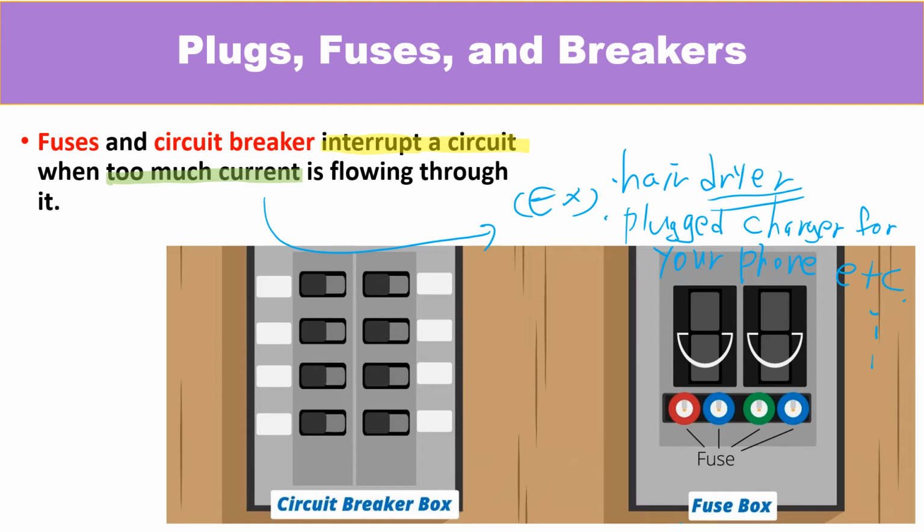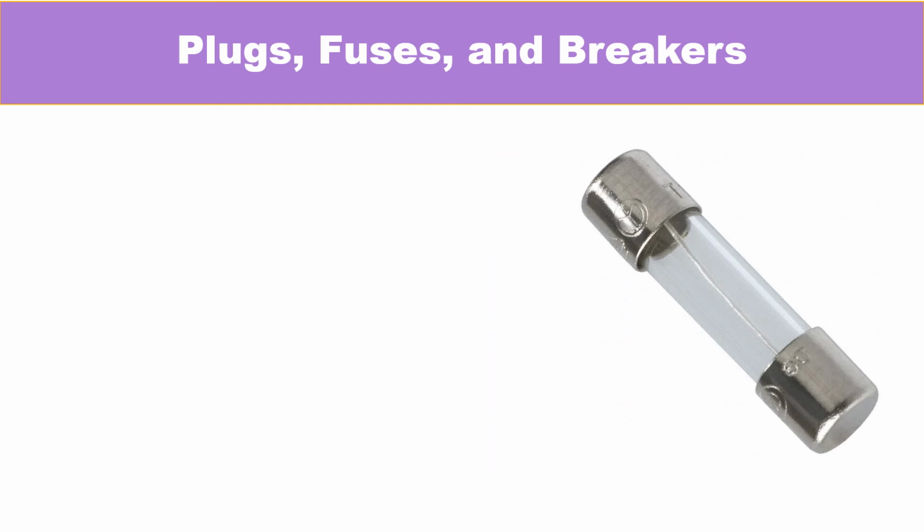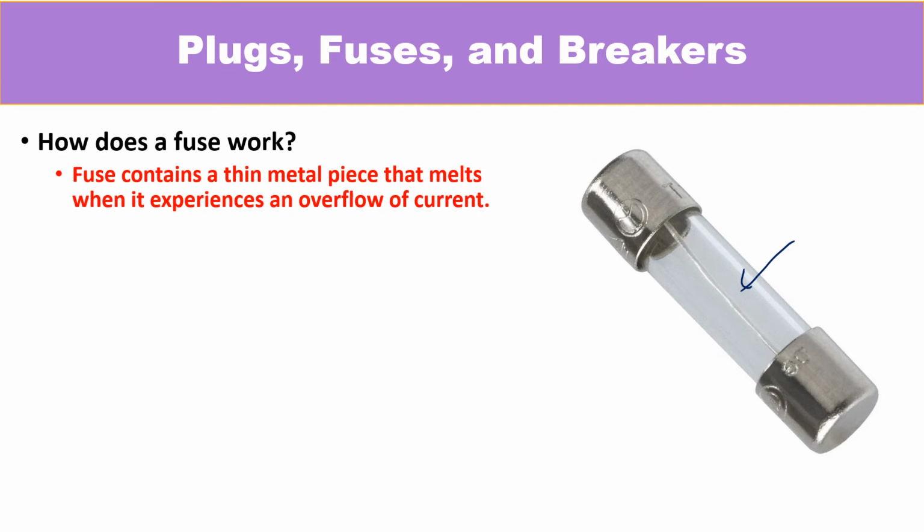But in any case, whenever there's an overwhelming amount of current happening, fuses start to melt, circuit breakers start to shut off. So here's a picture of a fuse on the right side. It's actually composed of one tiny thread that you see over here. Basically, this decides to melt. A fuse contains a thin metal piece that has a relatively low melting point.